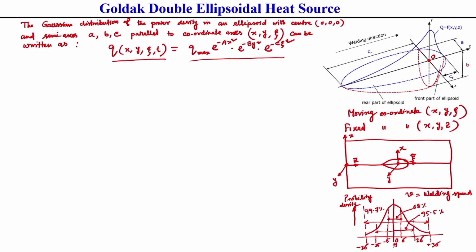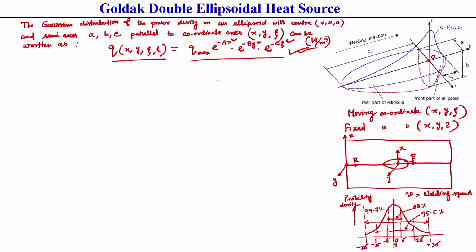So, what is Gaussian distribution? You got the idea, because this you should know. This Gaussian distribution of a double ellipsoid generally can be represented in a moving coordinate system like this. From this equation, what is the unit? Its unit is always watt per meter cube, because this is the power density distribution. Power density means power per unit volume. This you should keep in mind.